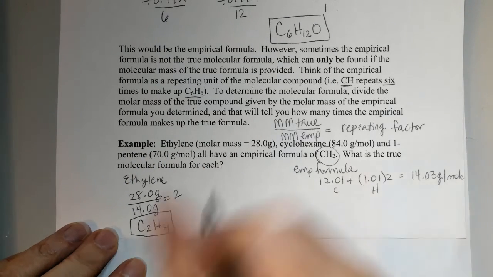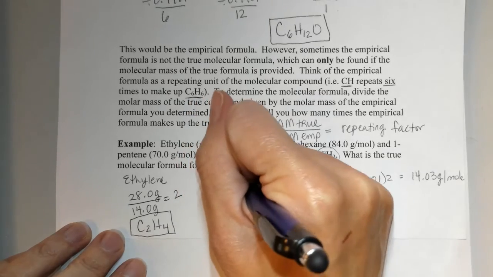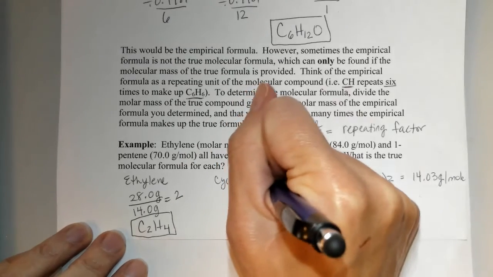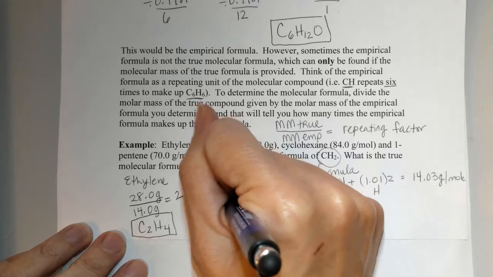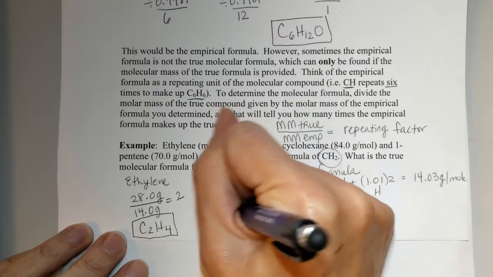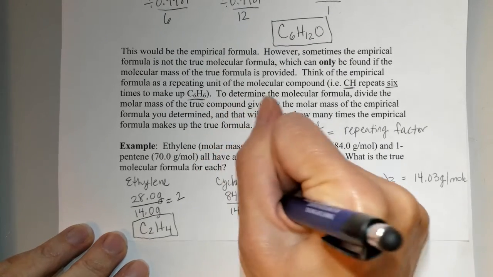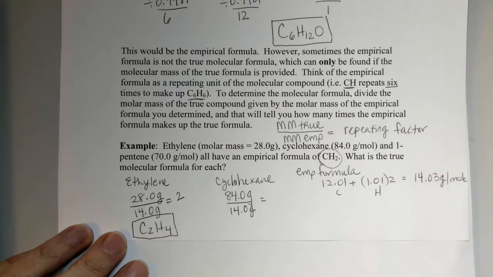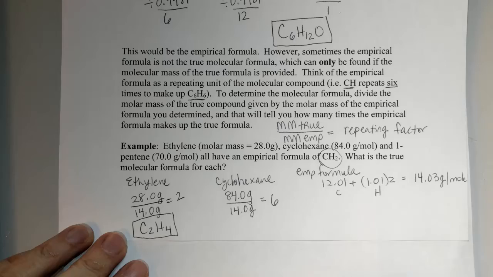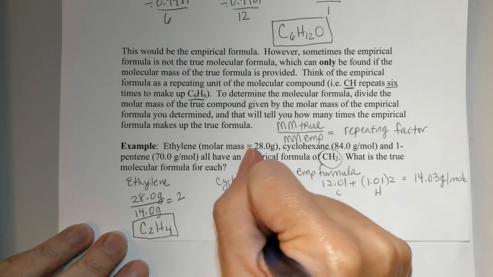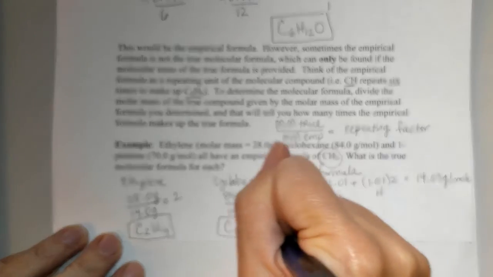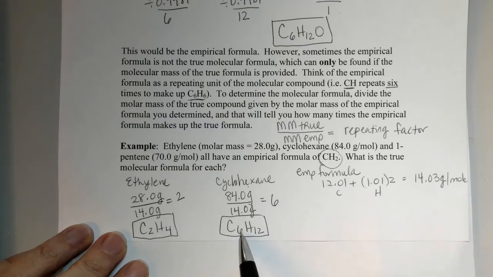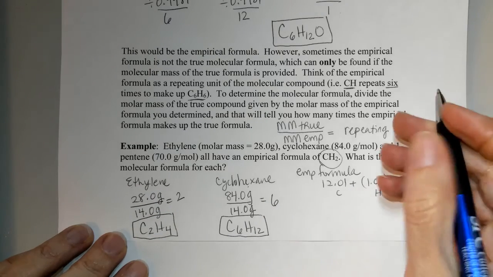The next one is the cyclohexane, which has a molar mass of 84 grams. And if I divide that by 14, I get 6. So that means instead of CH2, it's C6H12. All right, and hex means 6 carbons, eth means 2 carbons. When you get to organic, you'll see that.